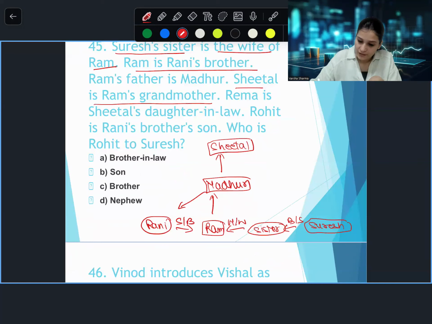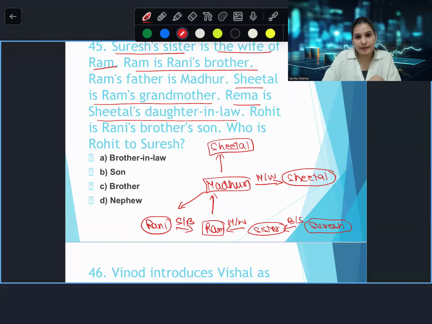Rima is Sheetal's daughter-in-law. So daughter-in-law is what? Not Madhur's direct wife's daughter, because of the partner. Sheetal will be here. That means Sheetal is the mother of Ram and Rani. Yes, ma'am.